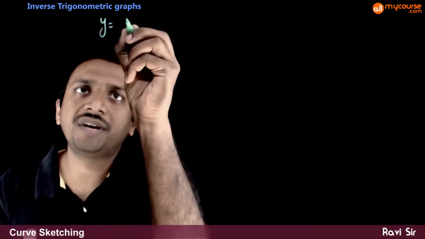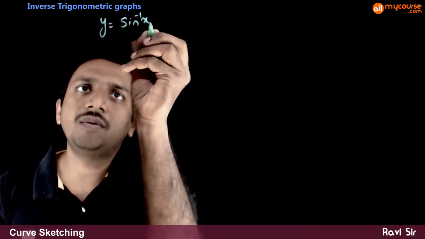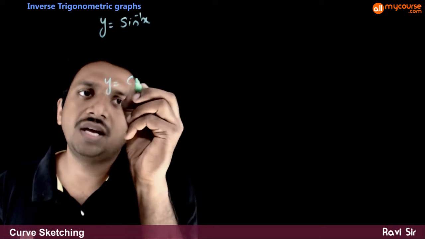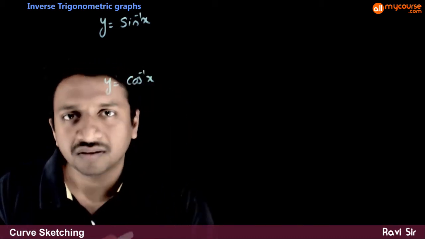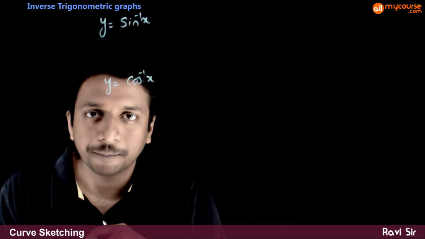So inverse trigonometric graphs are also very straightforward graphs. You have 6 inverse trigonometric functions. y is equal to sine inverse x, y is equal to cos inverse x. Let me first draw these two graphs.